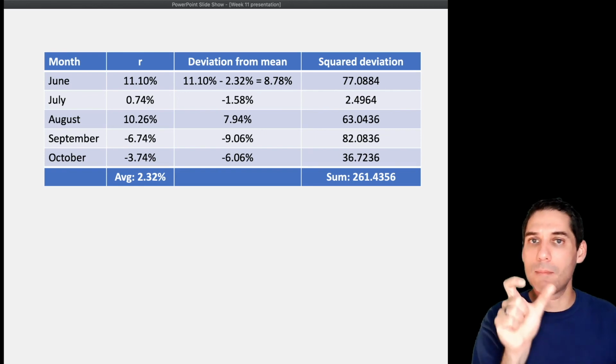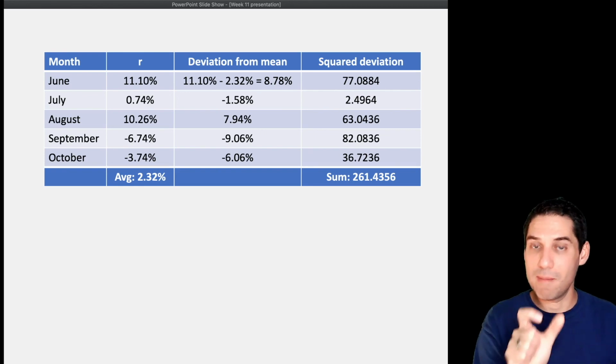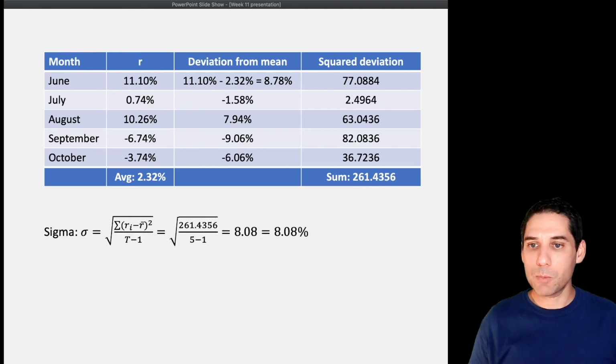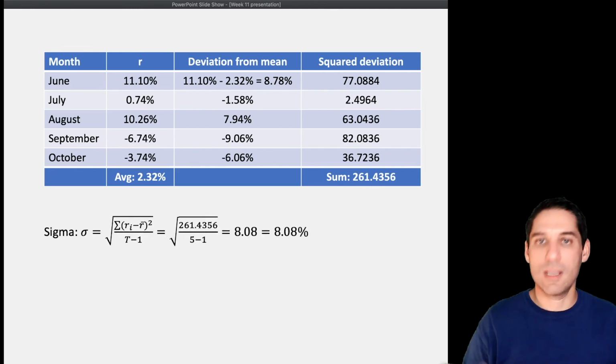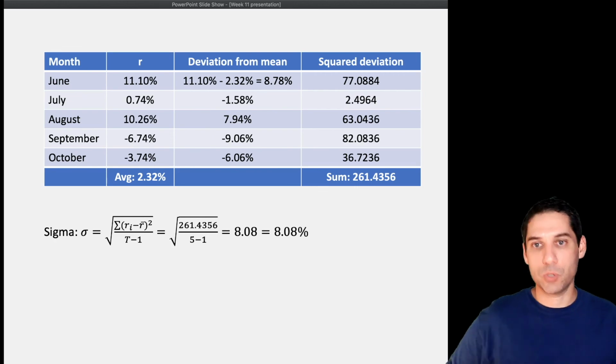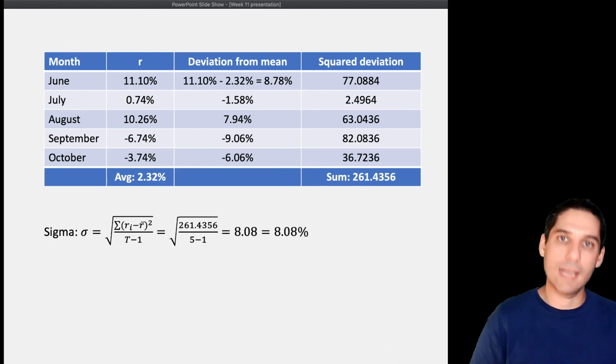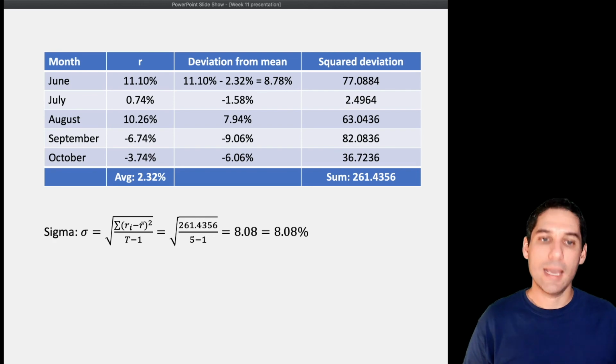We divide the sum by T minus 1. T minus 1 is 5 minus 1, 4. So we divide this by 4, and then we take the square root. That gives us 8.08, which is, because we put everything in percent, we got the answer out in percent. 8.08% is the volatility.